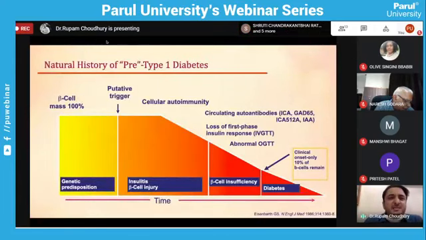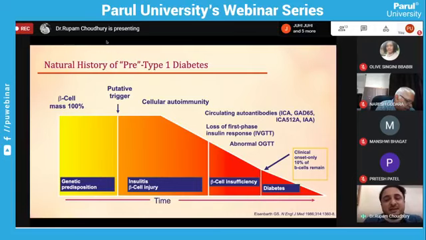This is the natural history of pre-type 1 diabetes. We can clearly see here how the beta cell mass eventually decreases with the course of time. We have a putative trigger like the viral infections we are talking about, and then the beta cells go into insulitis, that means inflammation of beta cells, and because of cellular autoimmunity, the beta cell mass goes down.